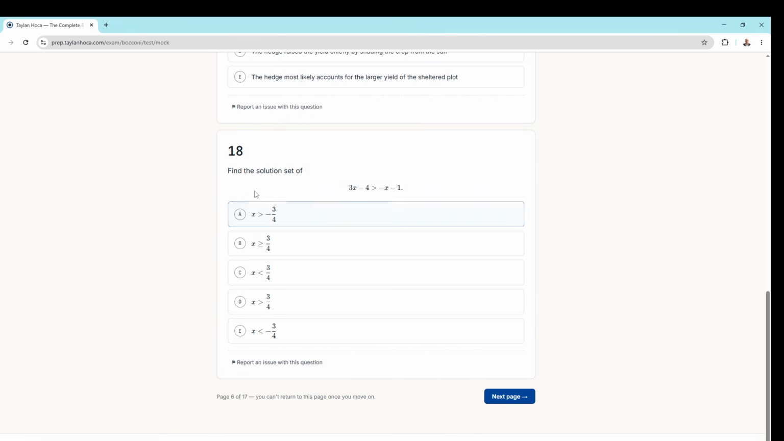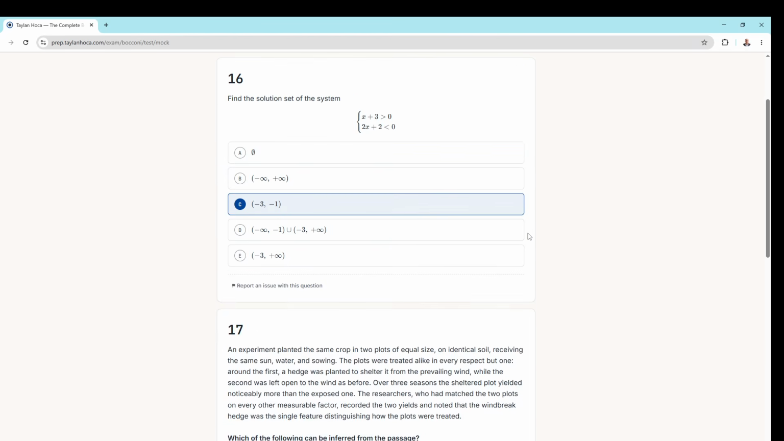Let's do this one, which is easy. You know, there are easy questions in the Bocconi test. Sometimes students try to complicate the questions, right? So be prepared for the easy questions as well. Sometimes your mistakes are in the easy questions. 4x is greater than 3, so x is greater than 3 over 4. All right, x is greater than 3 over 4.